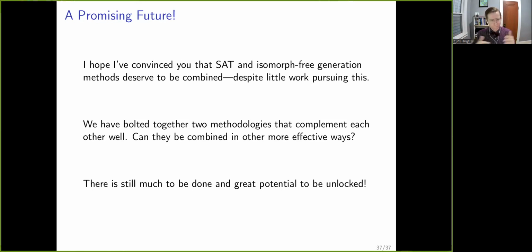And then just the last thing, I hope I've convinced you that there's great potential to be unlocked here, right? So I hope I've enticed some members of the audience to work on this problem.